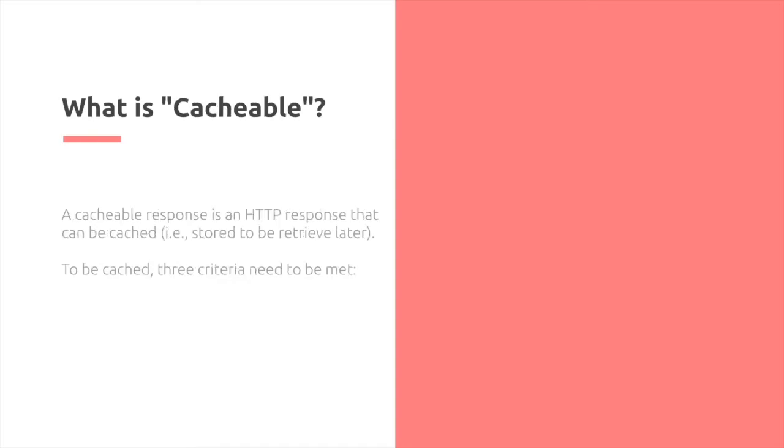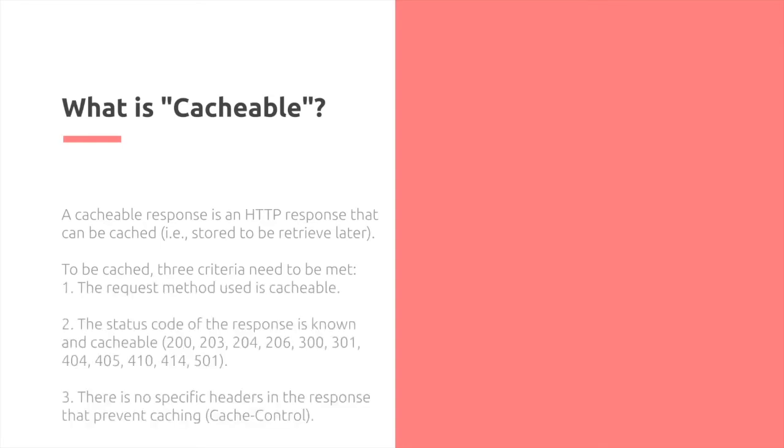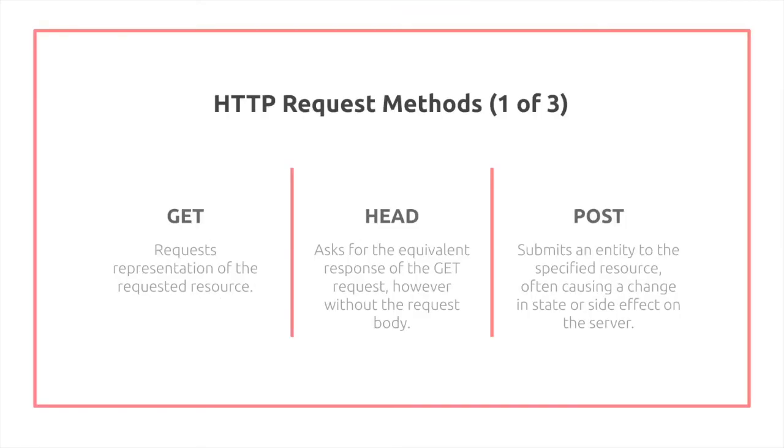So what does it mean to be cacheable? A cacheable response is an HTTP response that can be cached, for example, stored to be retrieved later. In order to be cached, 3 criteria must be met. First, the request method used is cacheable, so only some request methods are deemed cacheable. And the status code of the response is known and cacheable, and I gave a list below of the ones that are known and cacheable. Lastly, there's no specific headers in the response that prevents caching, which includes the cache control header.